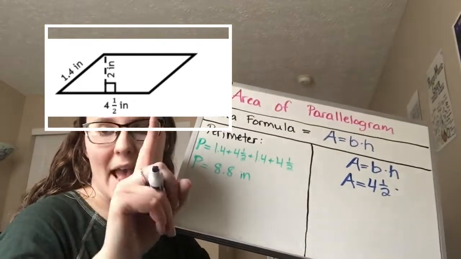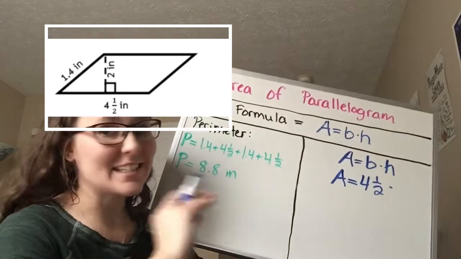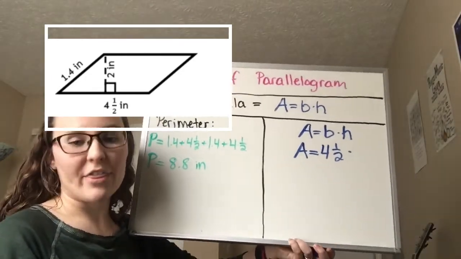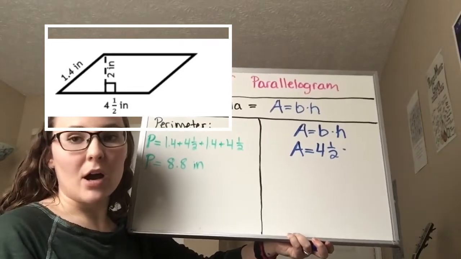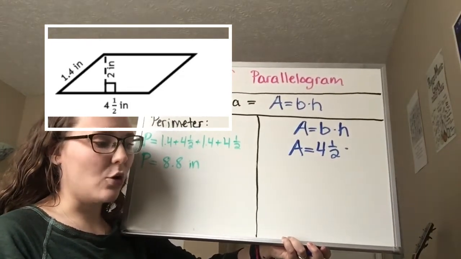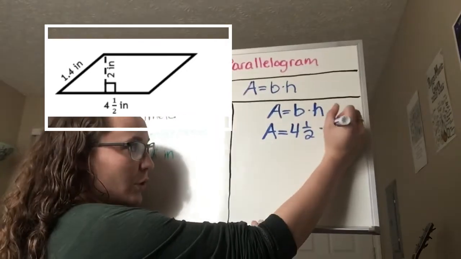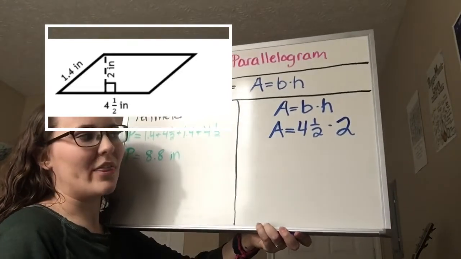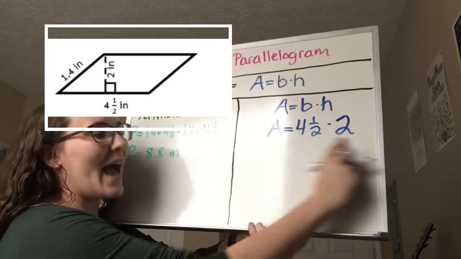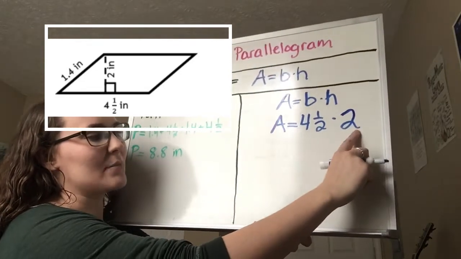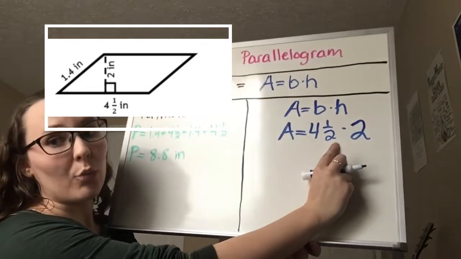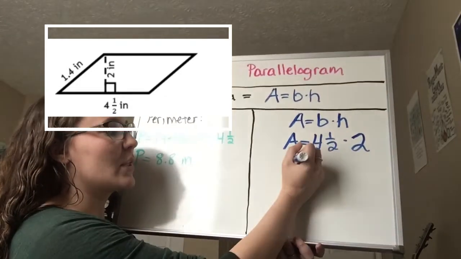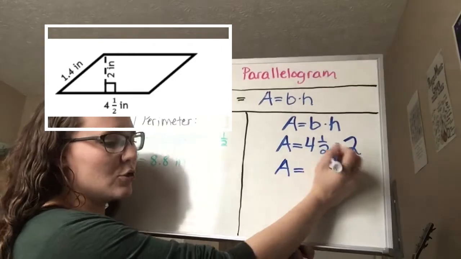Do not say 1.4. 1.4 is not our height. Our height has to make a 90-degree angle with the base. So what number on that picture makes a 90-degree angle with the base? 2. So our height is 2 because it makes a 90-degree angle with the base. Now I would multiply 4.5 times 2. I could type into my calculator 4.5 times 2. Well, what is 4.5 times 2?